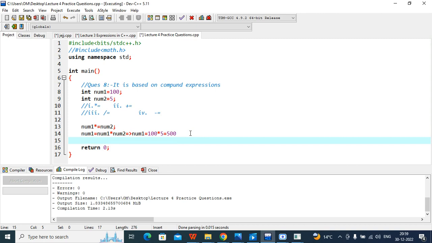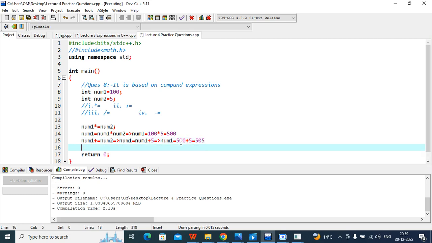What is the next expression? Plus equals to. It means we have to do num1 plus equals to num2. How will we expand it? Num1 equal to num1 plus 5, right? So what will it give you? It will give you 500 plus 5, which is 505, right? 505.